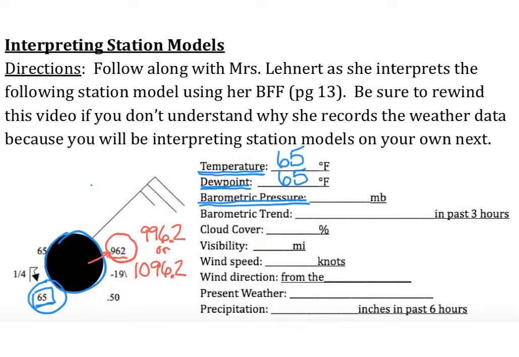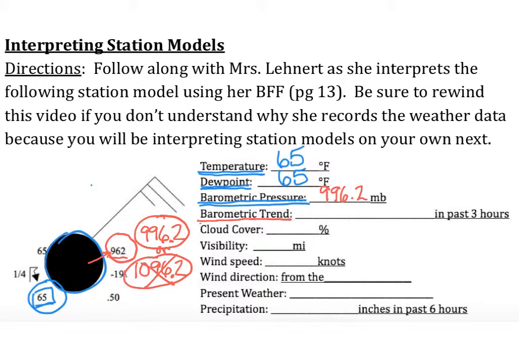So if you look this up on your pressure scale, you should see that 996.2 shows up on the chart, but 1096.2 is too high. The chart doesn't go up that high. So I know I can't put a 10 in front of it. I know I have to put a 9 in front of it. So my barometric pressure should be 996.2 millibars.